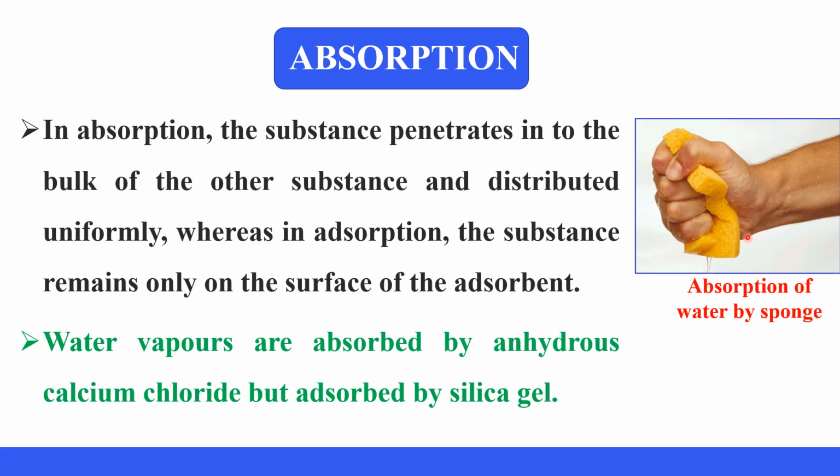and the water molecules are distributed uniformly. Water vapors are absorbed by anhydrous calcium chloride, CaCl2, but adsorbed by silica gel, which means that water vapors penetrate deep into the anhydrous calcium chloride, but the water vapors stay on the surface of the silica gel.